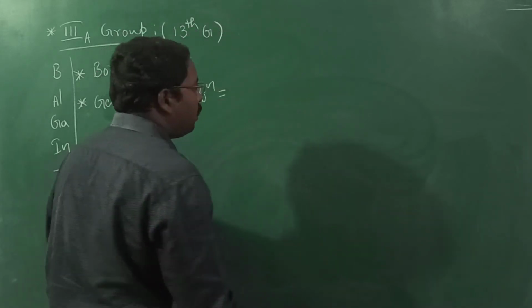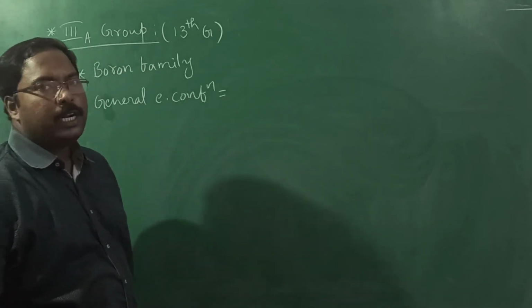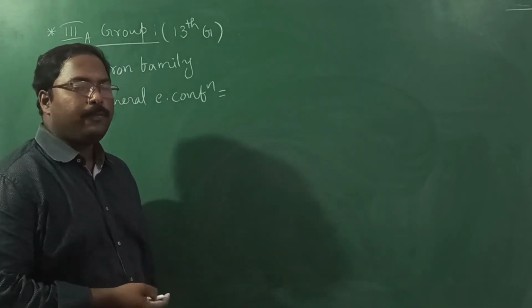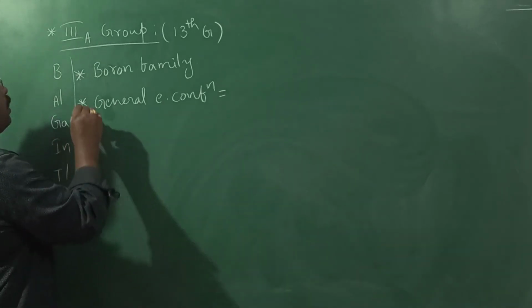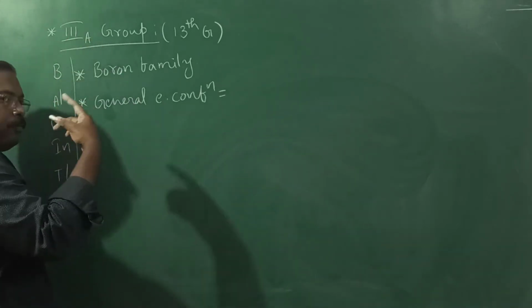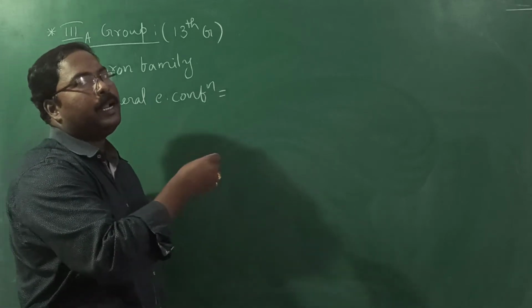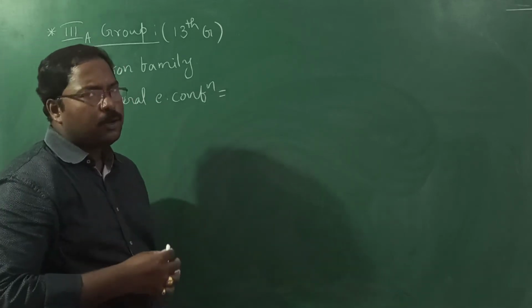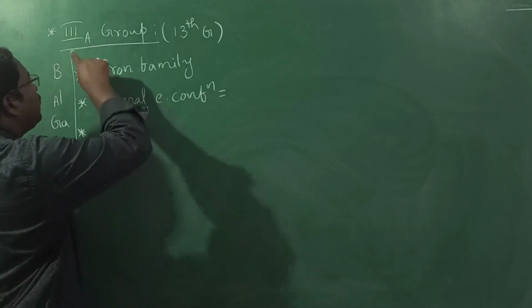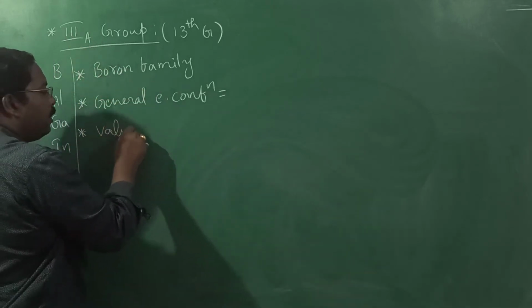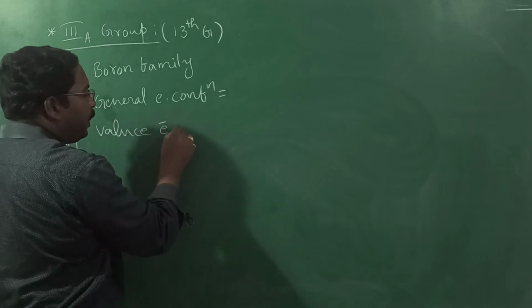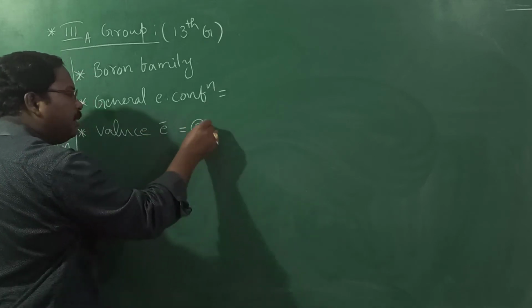Somebody may get a doubt, sir, for all these 8 groups do we need to learn this general electronic configuration by heart? No. Remember one point. This group number represents the number of valence electrons in the group. So we are calling it the third A group. How many valence electrons are there? There will be 3.